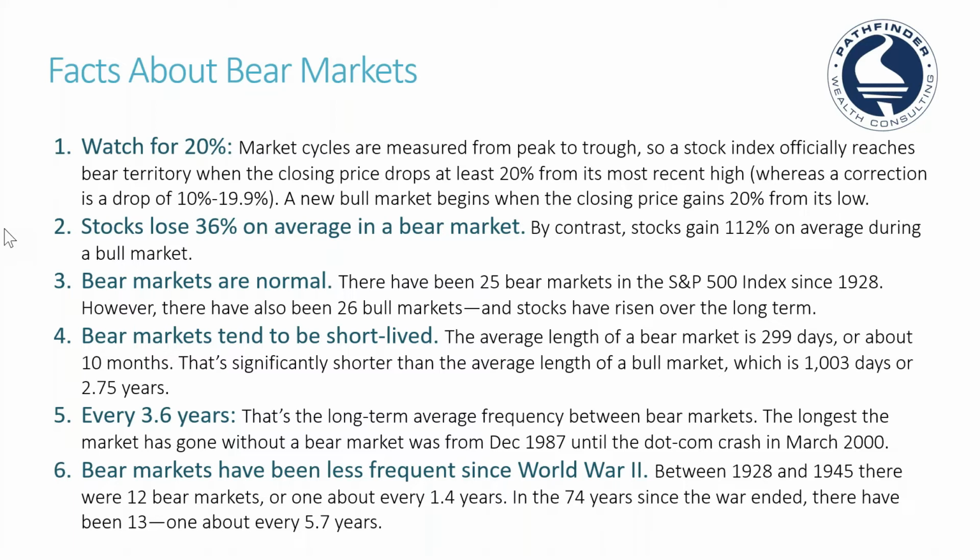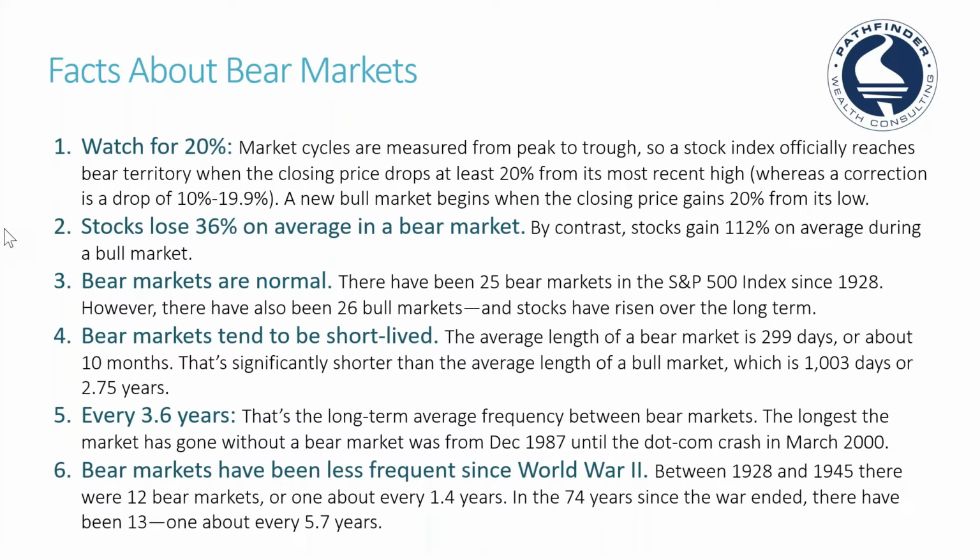Bear markets are normal. So there have been 25 bear markets in the S&P 500 since 1928, and there's been 26 bull markets, and stocks have risen over the long run. So there's been about the same number of bear markets versus bull markets, but the point being that bull markets typically last longer than the bears. And there we go.